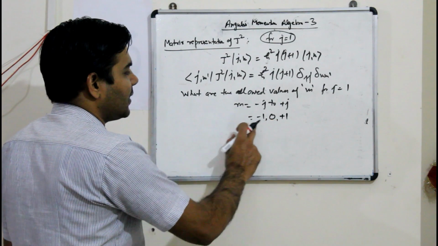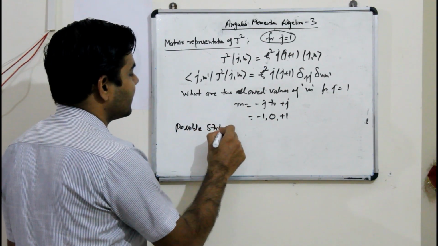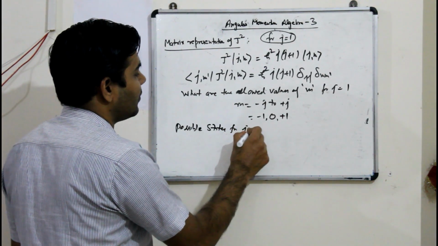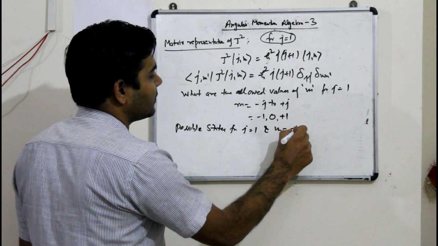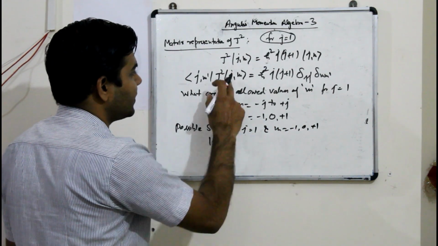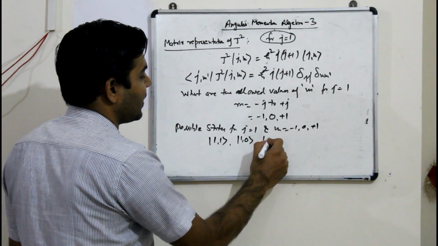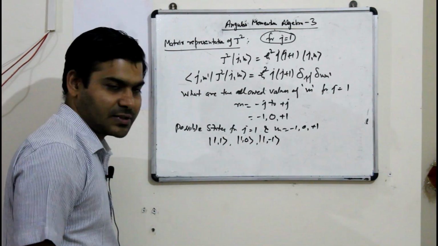Now, it means what are the possible states? The possible states are for j equal to 1 and m equal to minus 1, 0, plus 1. The possible states are |1,1⟩, when j is 1, m is 1; |1,0⟩, when j is 1, m is 0; and |1,-1⟩, when j is 1, m is minus 1. These are the possible states.